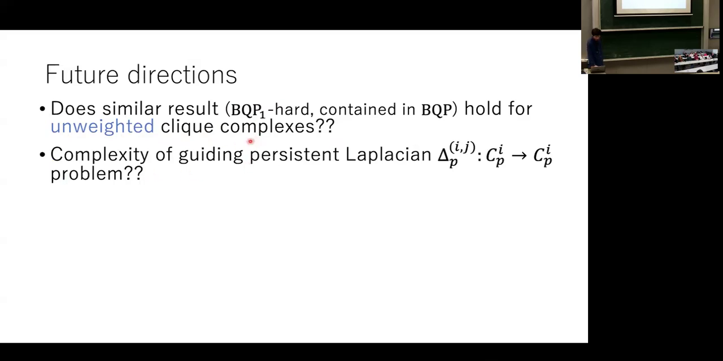There is an interesting operator considered in topological data analysis called the persistent Laplacian operator. This is an operator that knows about the persistence, and it maps C_i^P to C_i^P, so it maps from the initial simplicial complex to the initial simplicial complex.